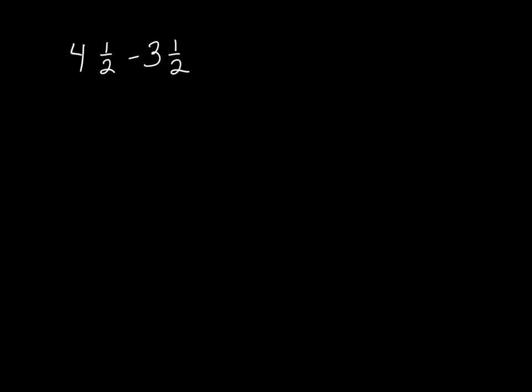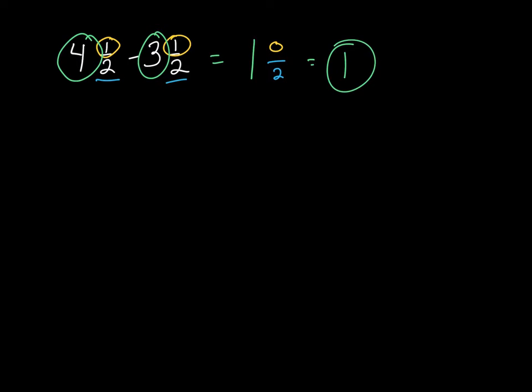Okay, when subtracting mixed numbers, very similar to adding, we're going to take the numerators and subtract those, and the whole numbers and subtract those. The common denominator is going to stay the same. So when I subtract the whole numbers, 4 minus 3, I get 1. When I subtract the numerators, I get 0 over 2. Of course, 0 over 2 is nothing, so this answer just simplifies to 1.